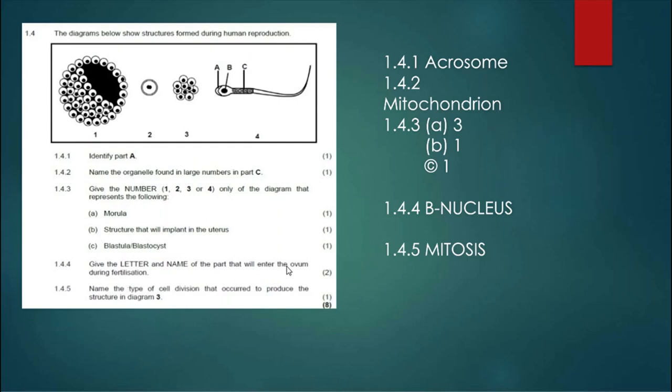Give the letter and name of the part that will enter the ovum during fertilization. That is B, the nucleus. Name the type of cell division that occurred to produce the structure in diagram 3. From 2 to 3, which process took place? The process is mitosis, not meiosis.